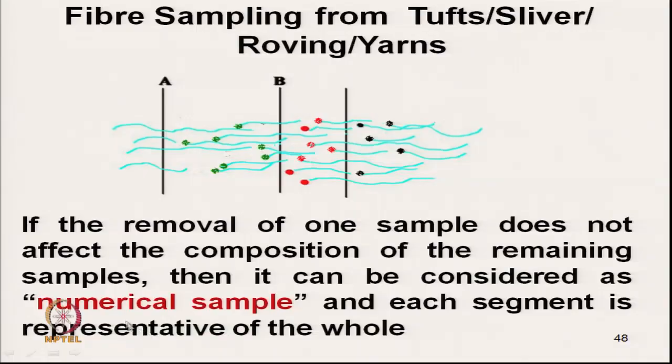That is why it is a numerical sample. If the removal of one sample does not affect the composition of the remaining samples, then it can be considered a numerical sample. That means, if we remove all the fibers which start at the left of B, this will not affect the composition of other fibers. So, that is why here it is a length unbiased sample.